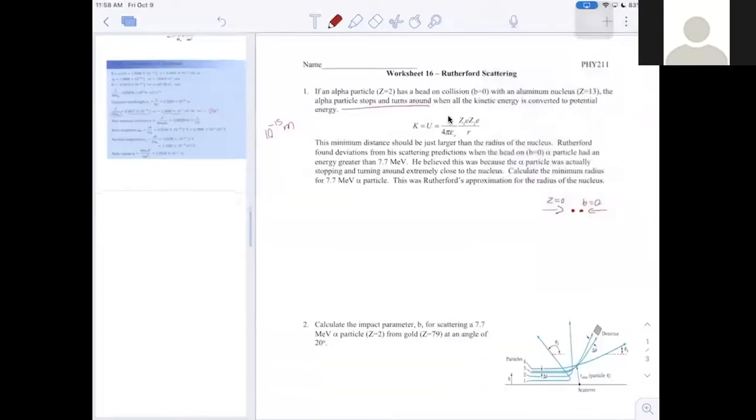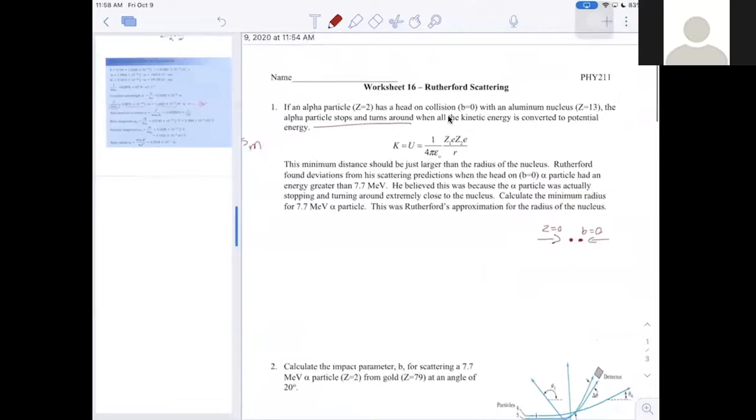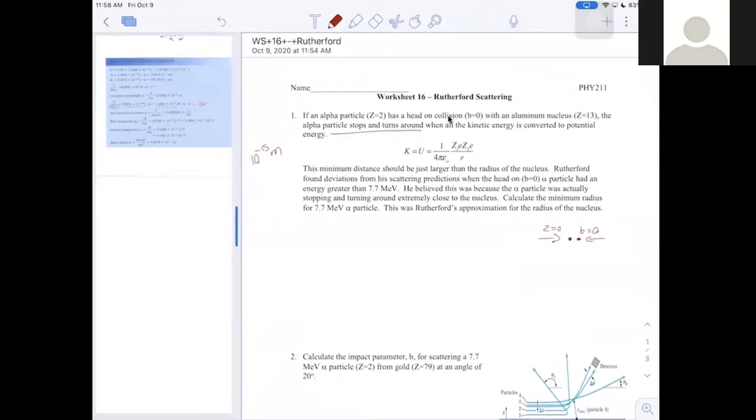So at least we know if we're right or wrong. We're close. It's a good part about this one. All right. What's the big number you're going to use? How do you start with that 7.7 MeV? What do you figure they're telling you there? The alpha particle had an energy greater than 7.7. So that's our kinetic energy.